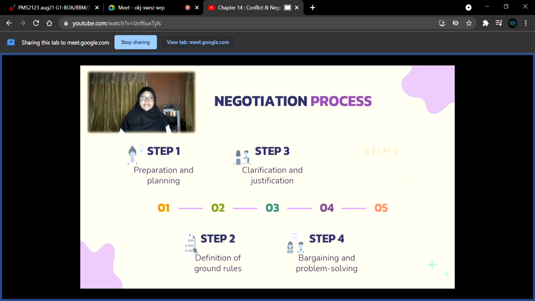Fifth and last step is closure and implementation. At the last stage, both parties will formalize the agreement, which means that both parties will sign a contract. This is also the stage where they can develop procedures for implementation and monitoring if needed. As I said just now, this stage requires formality, where both parties have to sign a contract. Or if it is less formal, the negotiation will just end with a handshake. That's all from me. Thank you.